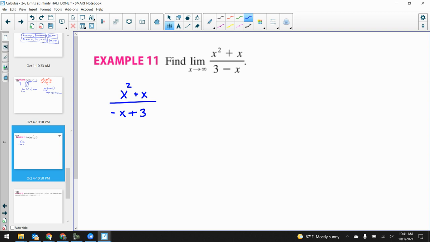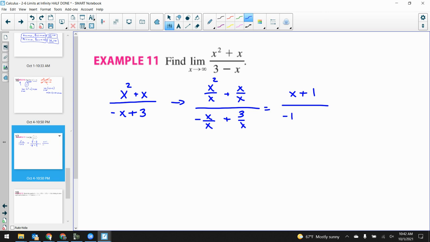Well, how do we figure that out then? Well, we jump back to our very beginning and say, well, let's just divide by the highest power of x in the denominator. Highest power of x in the denominator is just x. So this is going to turn into x squared over x plus x over x, negative x over x plus 3 over x. Okay, so this is x plus 1 over negative 1 plus 3 over x. That does not reduce, right? So let's directly substitute now. Let's plug in infinity. Let's find the limit as x goes to infinity of x plus 1 over negative 1 plus 3 over x.